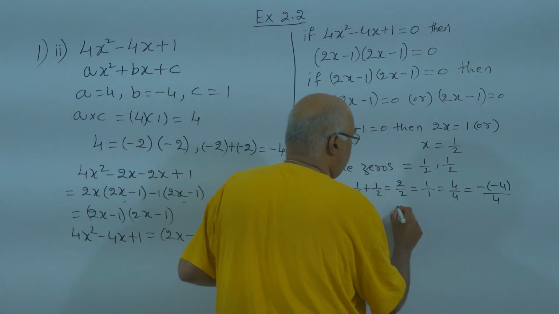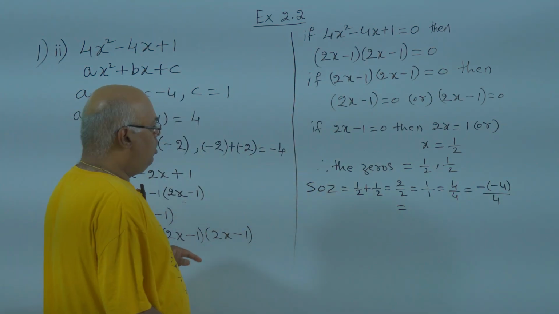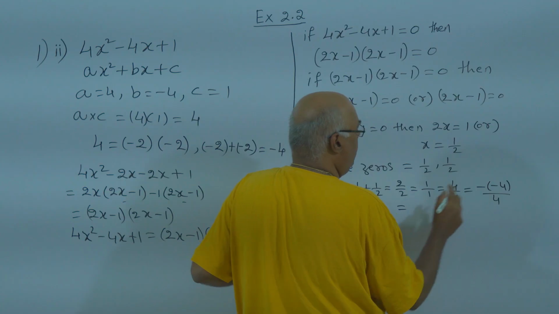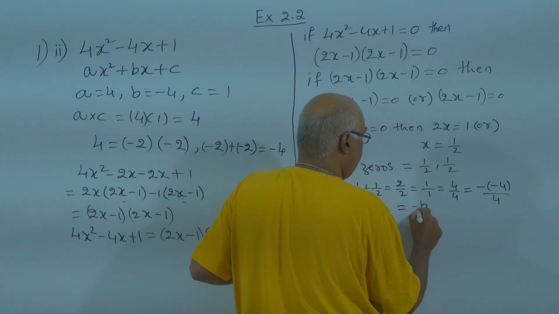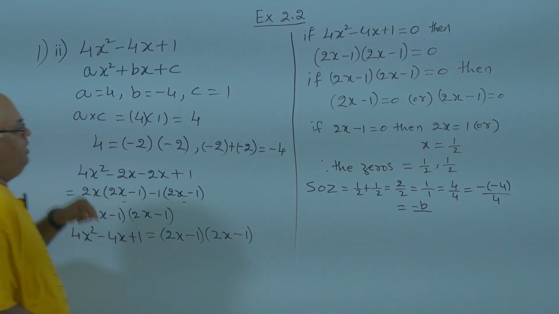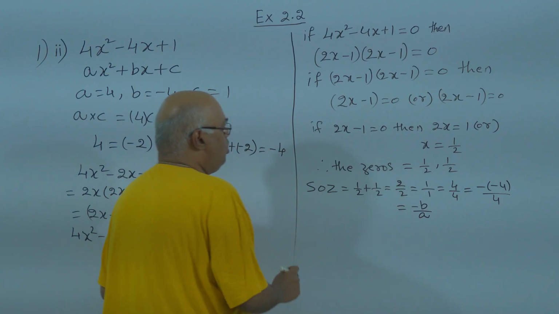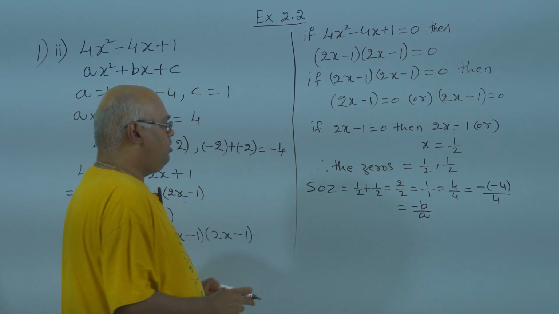So this 4 by 4 I am writing as minus of minus 4 by 4. What is minus 4? Minus 4 is nothing but b. So in place of minus 4 I will write b. So minus b by, what is plus 4? Plus 4 is nothing but the value of a. So this is nothing but equal to minus b by a. So the sum of the zeros we are getting as minus b by a.